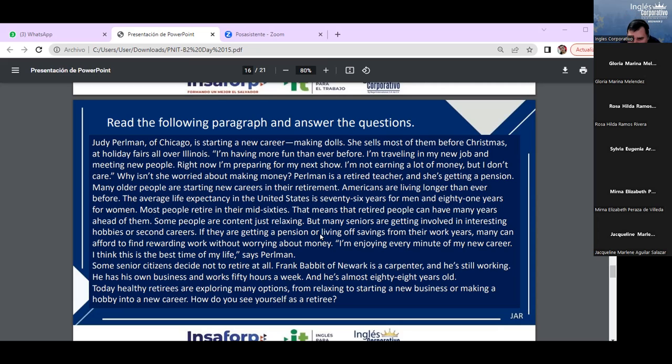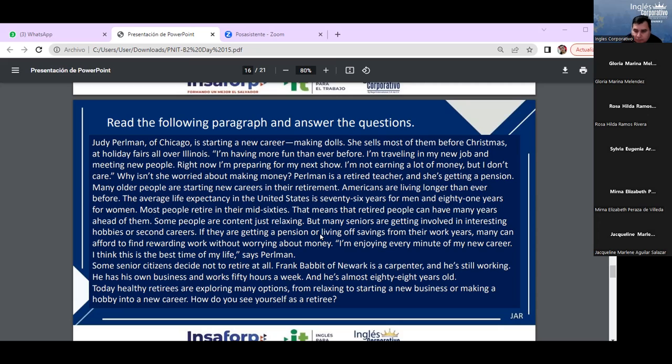Most people retire in their mid-60s. Que más gente se retira a mediados de los 60. That means that retired people can have many years. Eso significa que la gente puede tener más años por delante.